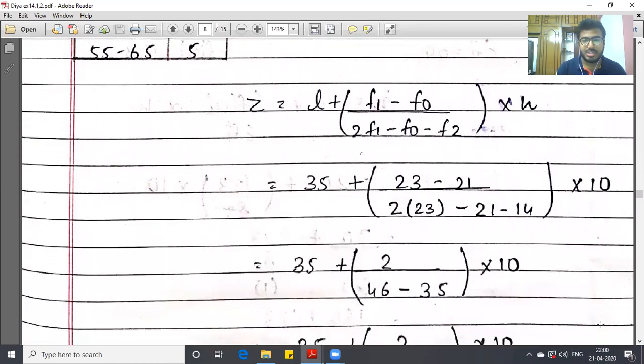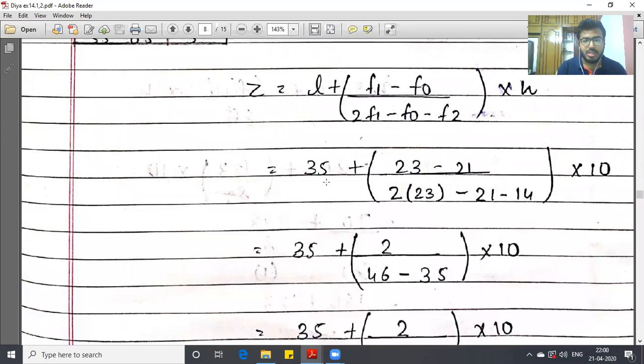Now how to do the calculation? Hope you know. 35 plus 23 minus 21, that is 2. 2 into 23. Okay, BODMAS rule. First multiplication you have to do, then only addition and subtraction. Then 2 into 23, so that is 46. Then minus 21 minus 14, add this thing, same sign hai, so add karna hai. 21 plus 14 is how much? 35, and the sign is which one? Minus, so you're putting here as minus. So 46 minus 35 into 10.